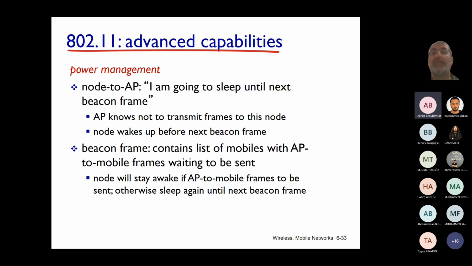So what information is contained in this beacon frame? It contains the list of mobiles with access-point-to-mobile frames that are waiting to be sent. So the node will stay awake if that specific node is within this list. Otherwise, it's going to sleep again until the next beacon frame. So in this way, we try to save some power by sending the node to sleep.